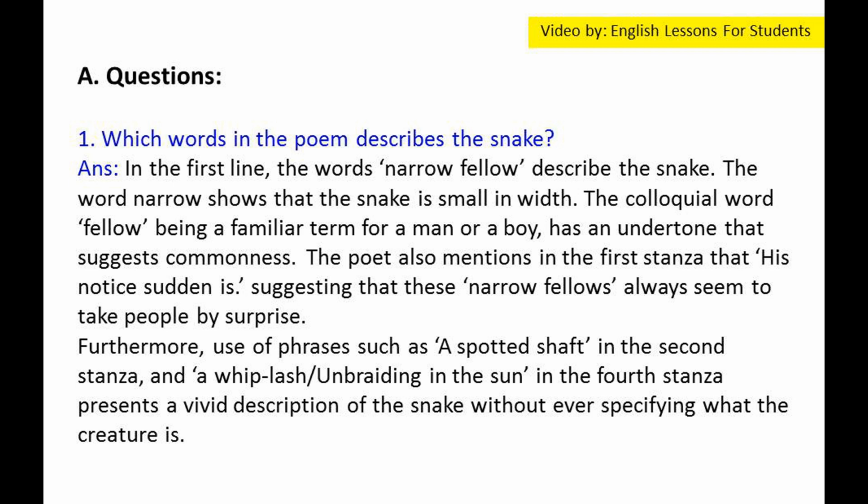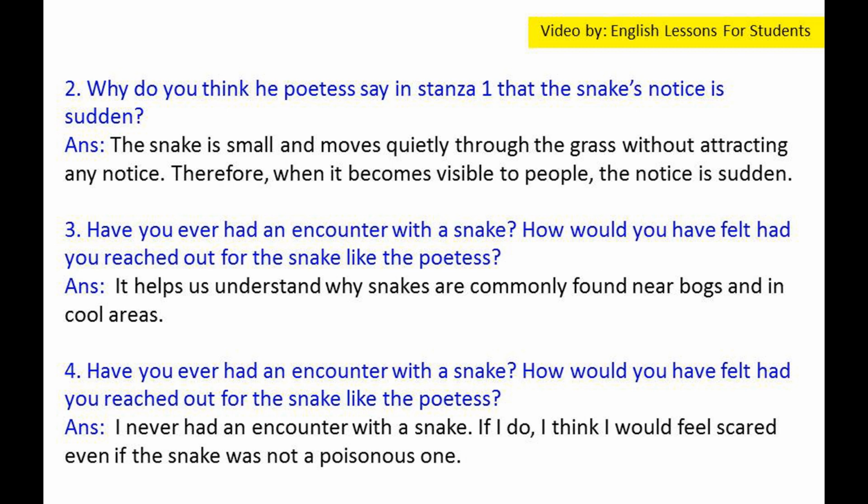The poet also mentions in the first stanza that his notice sudden is, suggesting that these narrow fellows always seem to take place by surprise. Furthermore, the use of phrases such as a spotted shaft in the second stanza and a whiplash, unbraiding in the sun, in the fourth stanza presents a vivid description of the snake without ever specifying what the creature is.